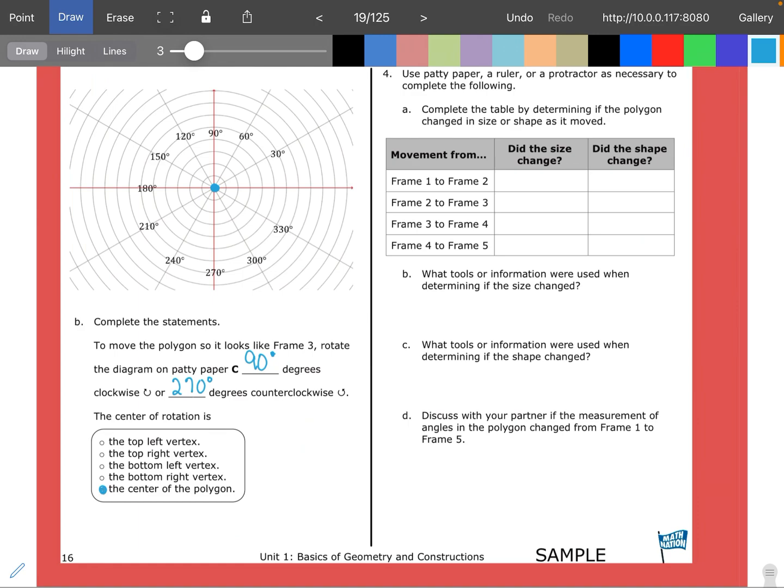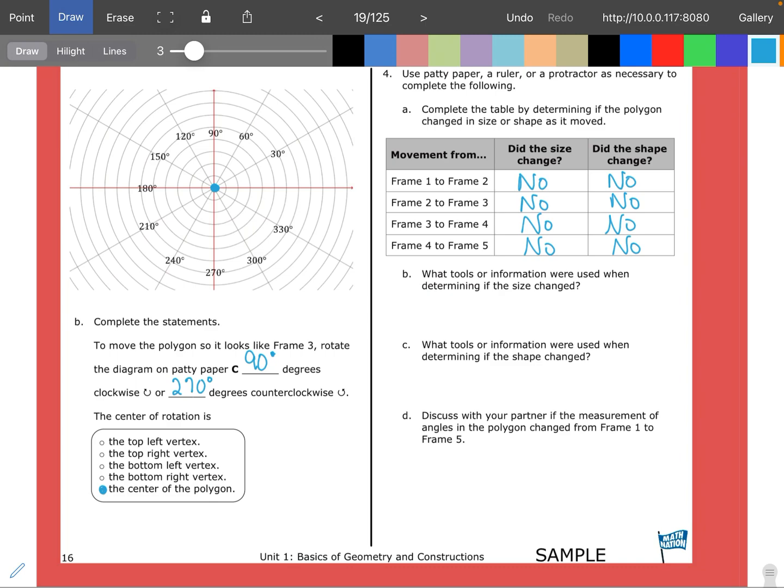complete the table here. So we're going to complete the table by determining if the polygon changed size or shape as it moved. When you went from frame 1 to frame 2, did the size change? No, it didn't. What about the shape? No, it didn't. 2 to 3, no change in size, no change in shape. In fact, look at it, none of these had a change in size nor in shape.